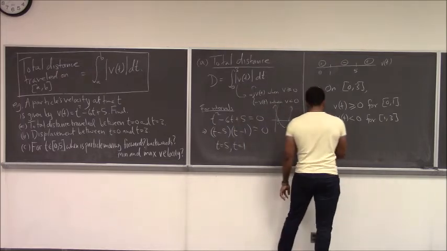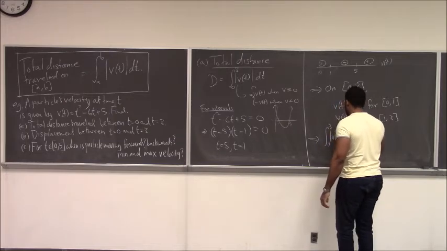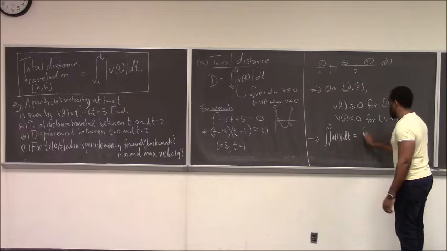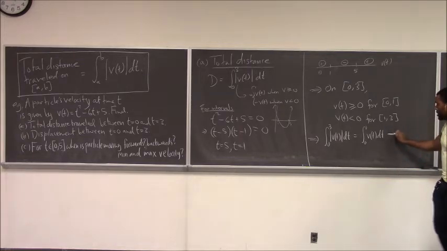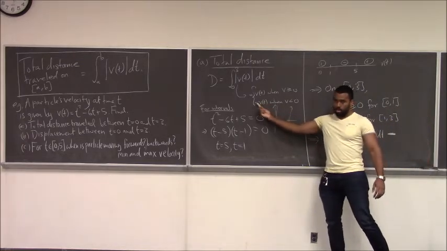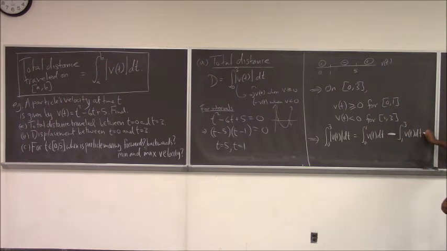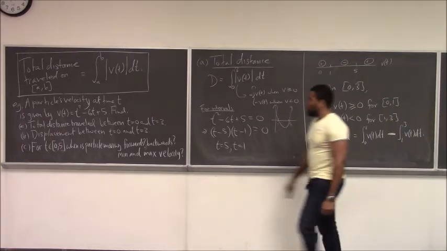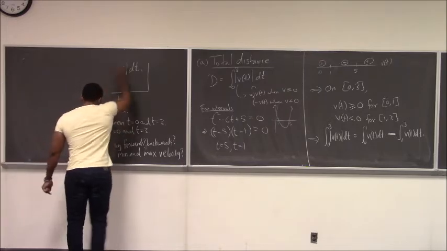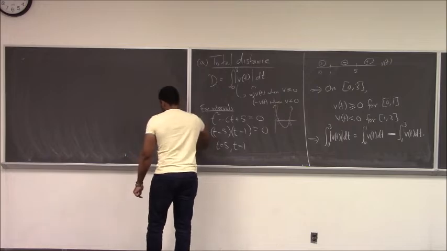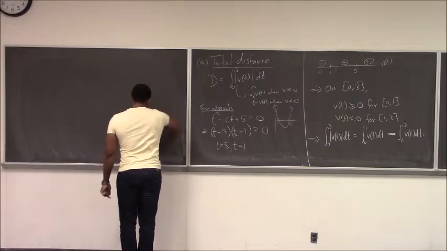Which means the integral from 0 to 3 of the absolute value of v of t dt is going to be equal to the integral from 0 to 1 of v of t dt minus, and I'm putting in that minus because of the definition of absolute value, the integral from 1 to 3 of v of t. That's going to be the total distance traveled. Don't forget the basics. You never know when they'll pop up.